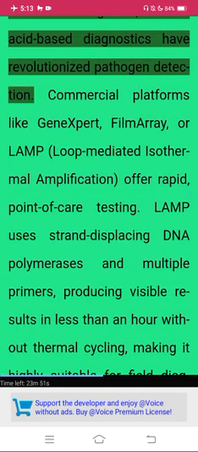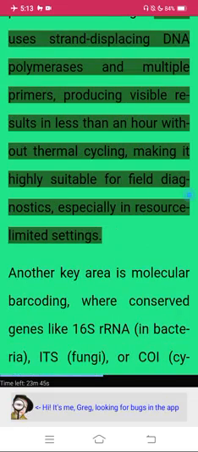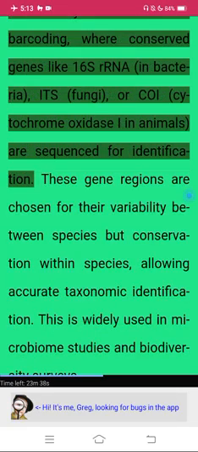In clinical diagnosis, nucleic acid-based diagnostics have revolutionized pathogen detection. Commercial platforms like GeneXpert, FilmArray, or LAMP, loop-mediated isothermal amplification, offer rapid, point-of-care testing. LAMP uses strand-displacing DNA polymerases and multiple primers, producing visible results in less than an hour without thermal cycling, making it highly suitable for field diagnostics, especially in resource-limited settings.